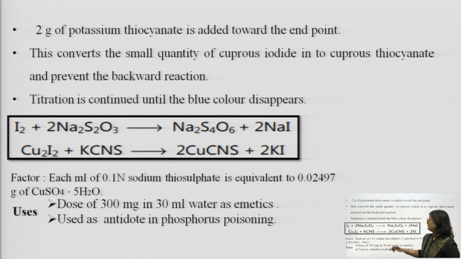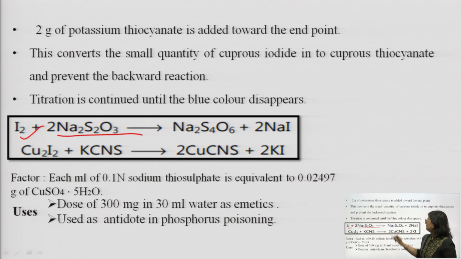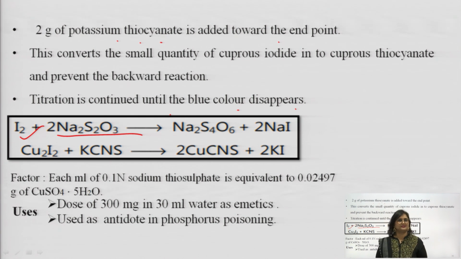So, this iodine is made to react with sodium thiosulphate. Titration is continued until the blue color disappears. 2 grams of potassium thiocyanate is added towards the end point. This converts the small quantity of cuprous iodide into cuprous thiocyanate and prevents the backward reaction. Each ml of 0.1 normal sodium thiosulphate is equivalent to 0.02497 grams of copper sulphate.